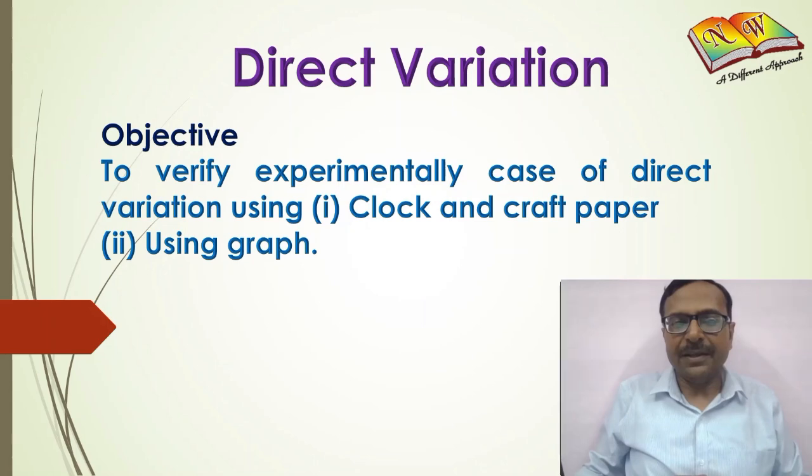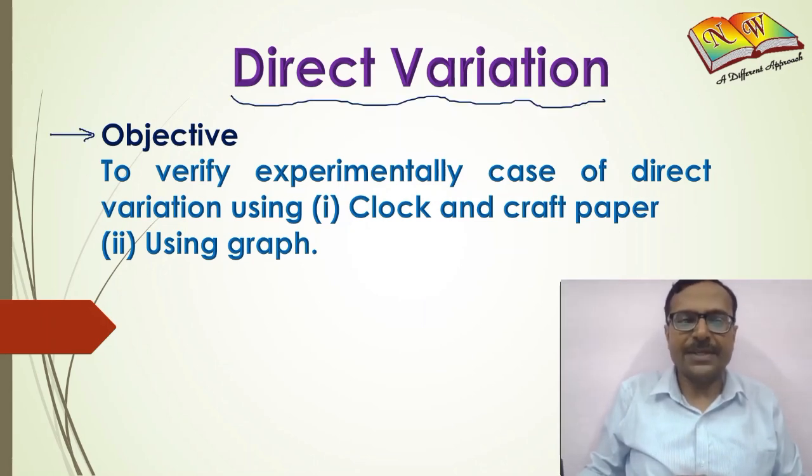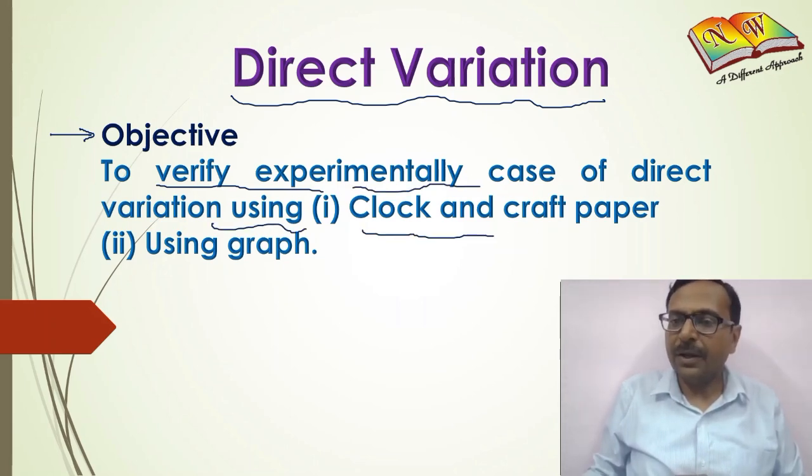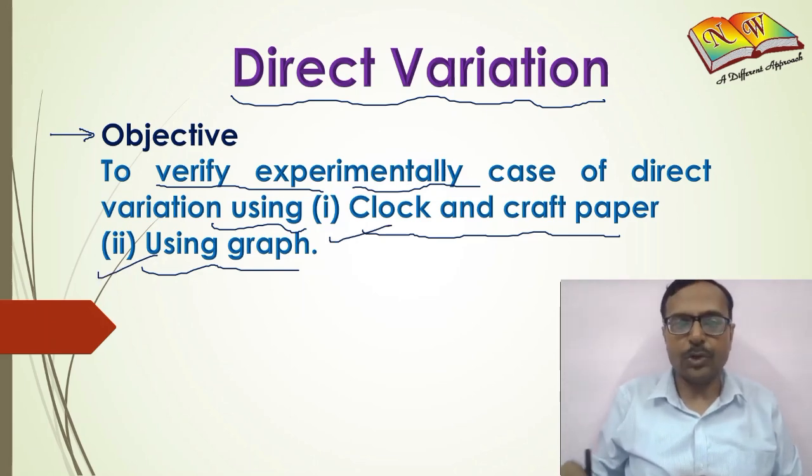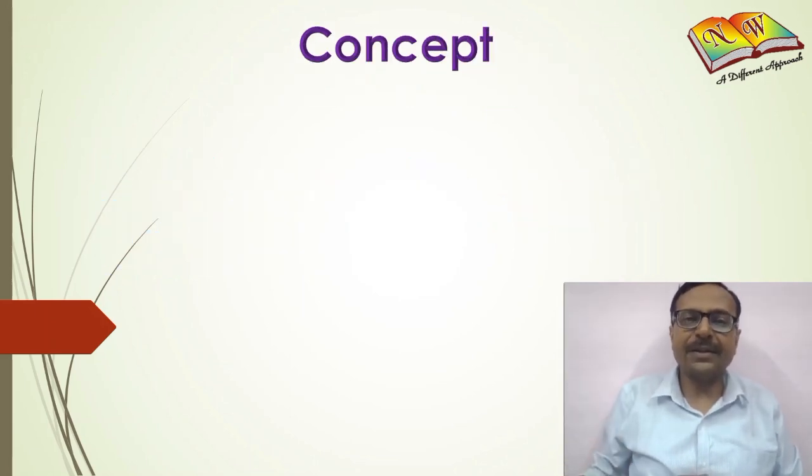This activity relates to direct variation. The objective of this activity is to verify experimentally direct variation using the first part, clock and craft paper, and second by using graph. So we'll be doing it through two different modes. Let's understand the concept. What is direct variation?